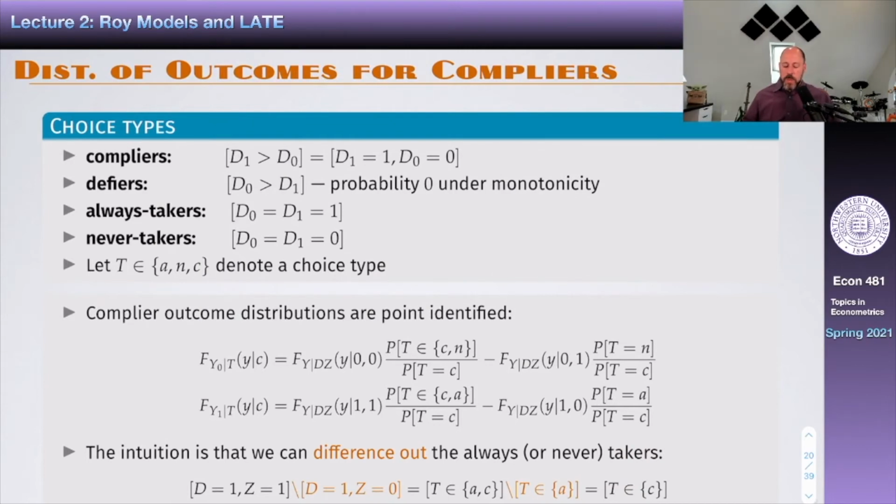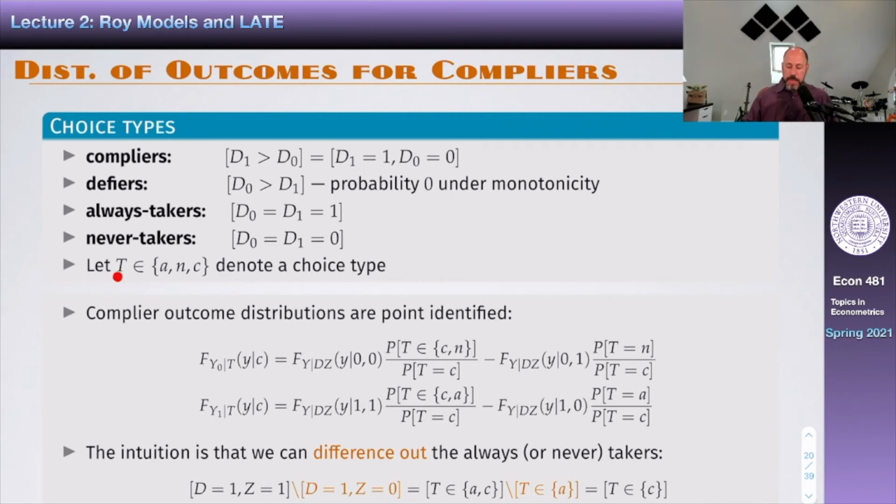So, one thing that you can identify in this LATE framework is the distribution of outcomes for compliers. Remember, I'm going to define here the choice types. Compliers are individuals who have D1 greater than D0. Defiers are individuals who have D0 greater than D1, probability 0 under monotonicity. Always takers are individuals that always get D1 regardless of whether you give them the treatment or not. And never takers are individuals that get D0 regardless of whether you give them Z equal to 1 or not. And so we're going to define T as the type: always takers, never takers, and compliers.